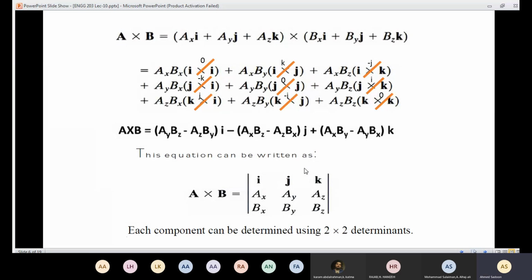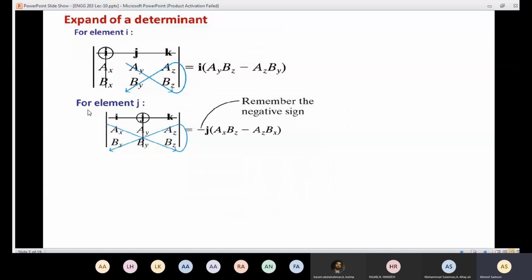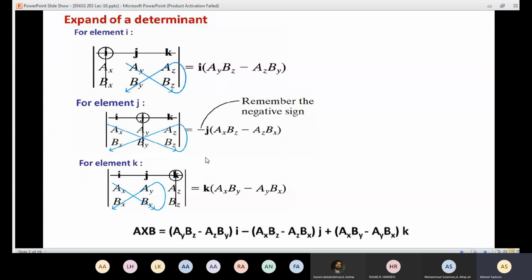So here we're going to get the first part by expanding the element i, the second part by expanding the element j, and the third part by expanding the element k. So you are going to get the same answer. This is the first part here, this is the second part here, and this is the last part here.